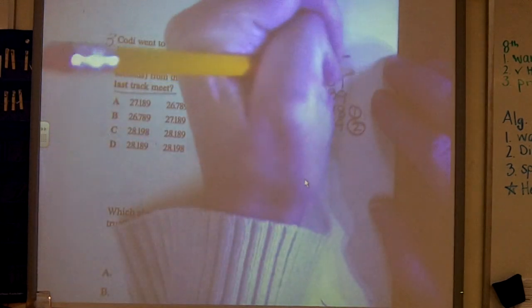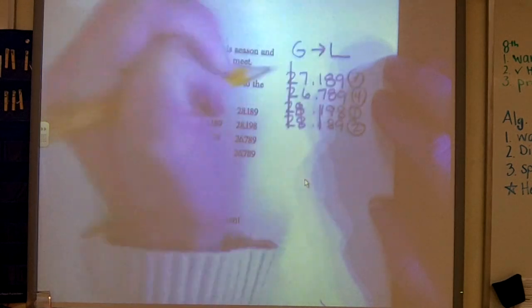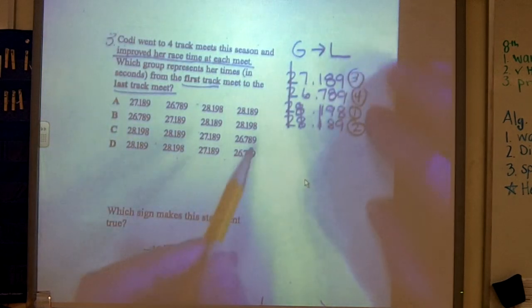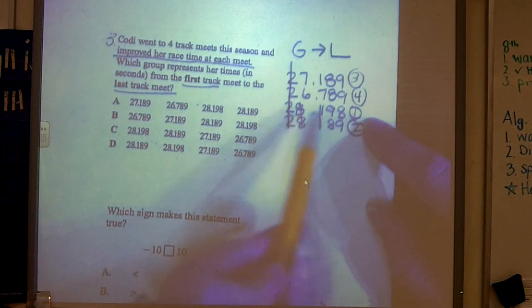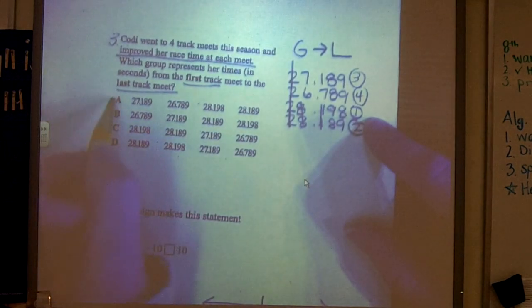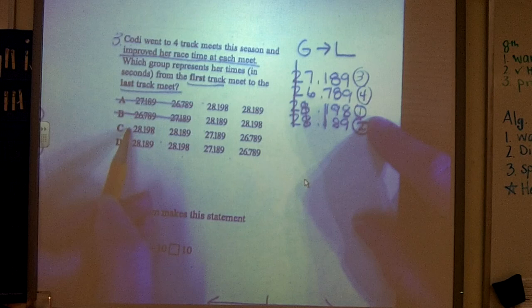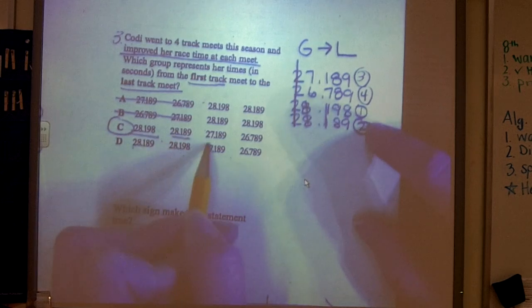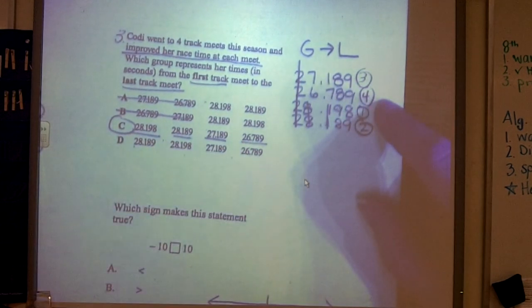Then I come back up here, and the rest of this is easy because 7 is greater than 6. So I need to find the answer where I have 28.198. These are both wrong. And then I look at C and D, and only C has that first, this second, this third, and this fourth.